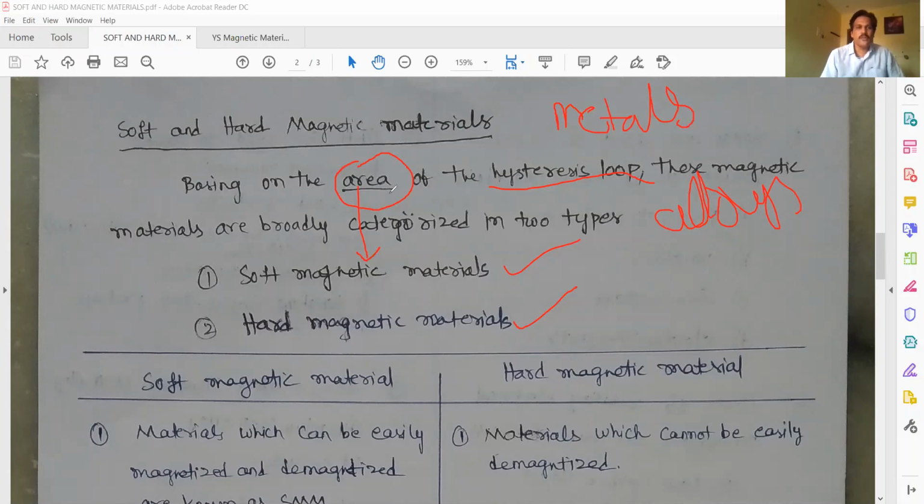Based on the studies, they see the area. Based on the area, they classified materials into soft magnetic materials and hard magnetic materials. So we will see the difference between soft magnetic materials and hard magnetic materials.